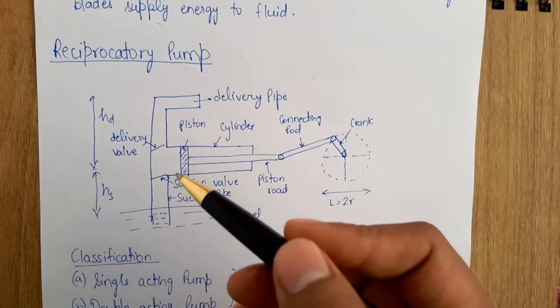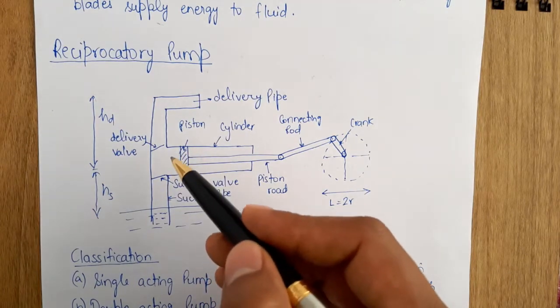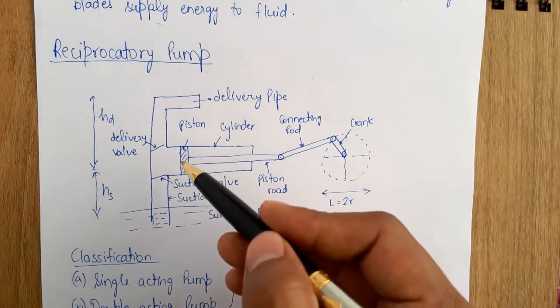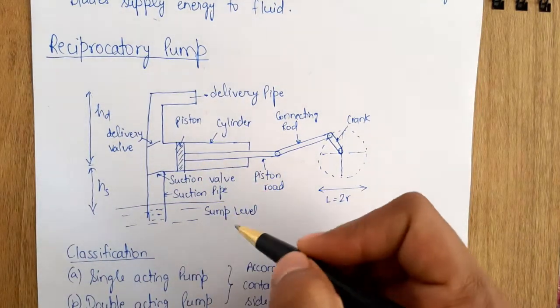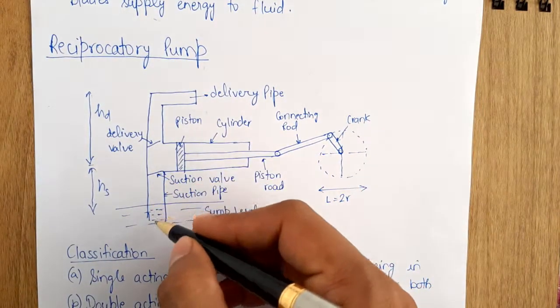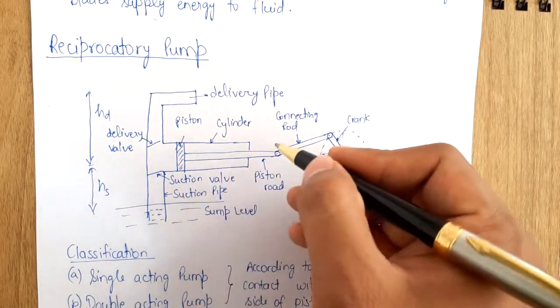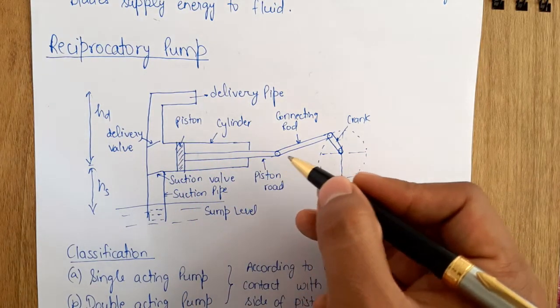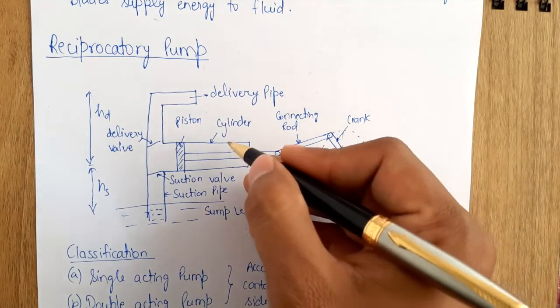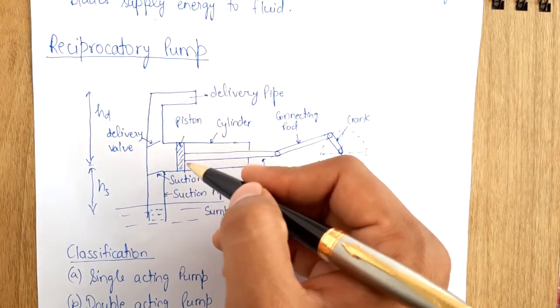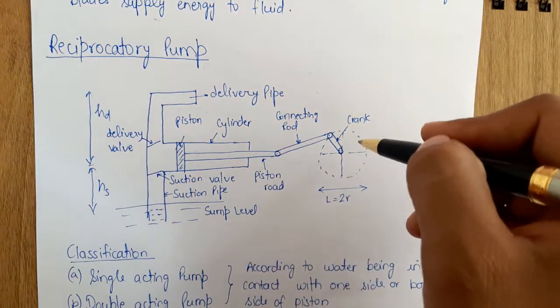There will be a case in which the pressure will be below atmospheric pressure, and there can be a possibility of the formation of a vacuum also. So we can see here that through this sump level, this water is taken out into this cylinder. When this piston is being taken back using this crankshaft arrangement, we have a connecting rod. This is the piston rod, this is the cylinder, and this piston is being taken back by rotating it.